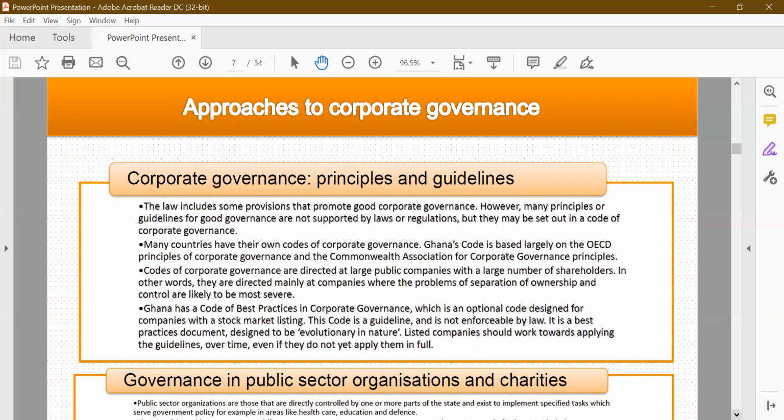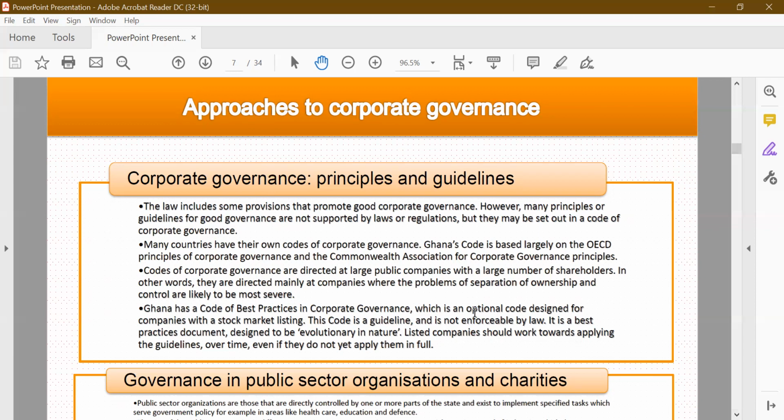Different countries will have their own codes of corporate governance. Ghana's code, for instance, is based on the OECD's principles of corporate governance, as well as the Commonwealth Association for Corporate Governance Principles. Very, very important.